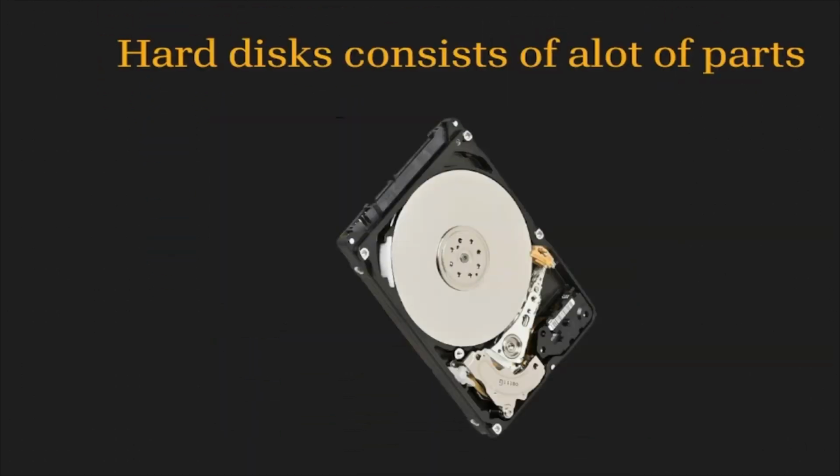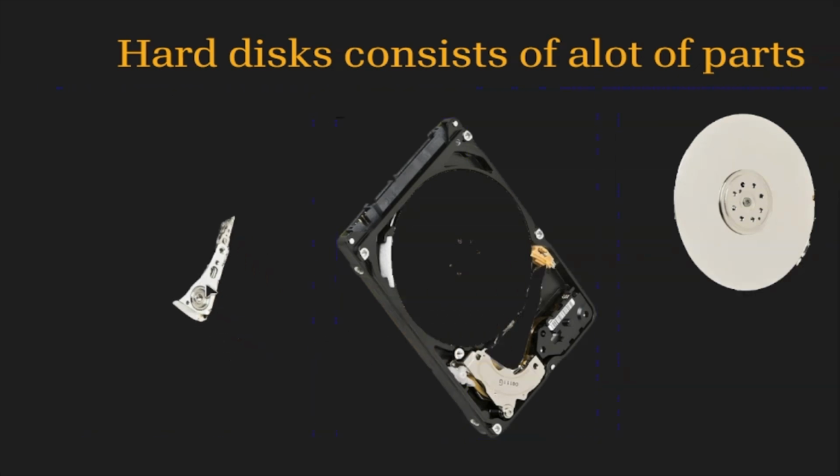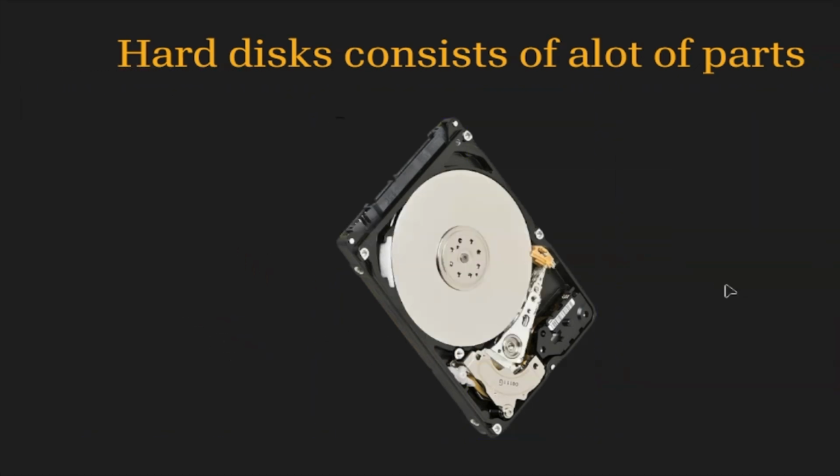Hard disks consist of a lot of parts, but the most important parts are platters and read or write heads. When a user saves a file, the computer sends a command to the read or write head, telling it to start writing the file. On the platters, it searches for a free space and saves the file. When the user wants to open the file, the computer sends a command to the read or write head to search for the location on the platter. For example, row 6, column 6.